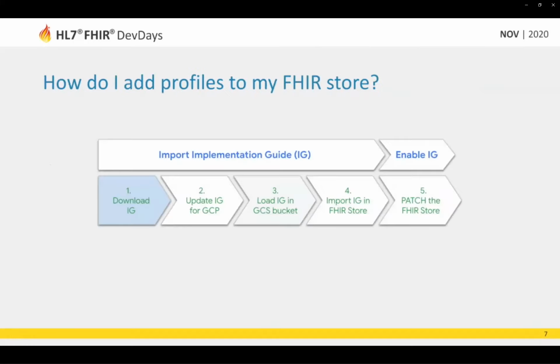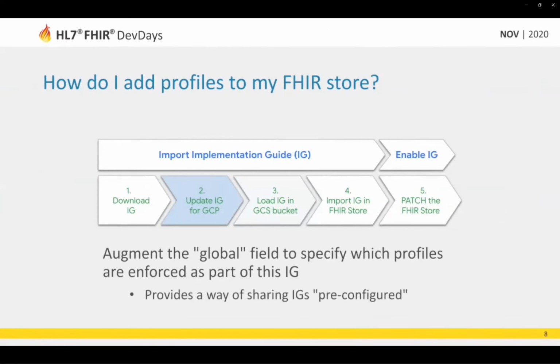So how do I add profiles to my FHIR store? You start by downloading the implementation guide. Most implementation guides hosted under the hl7.org URLs have an easy way to download the entire package, so you can get all the conformance resources that are needed in one zip. The next step is to do something that is specific to the FHIR store's implementation, which is to augment the global field to specify which profiles are enforced as part of this implementation guide.